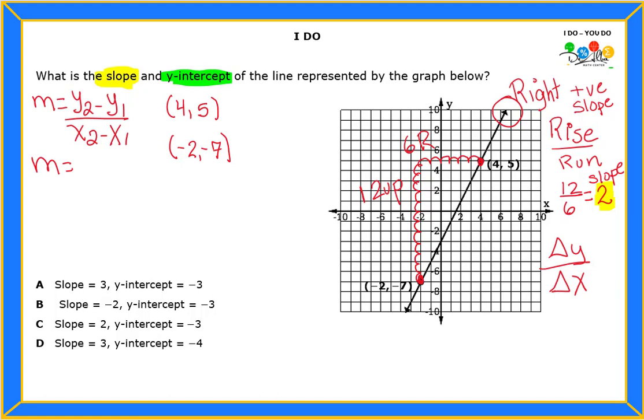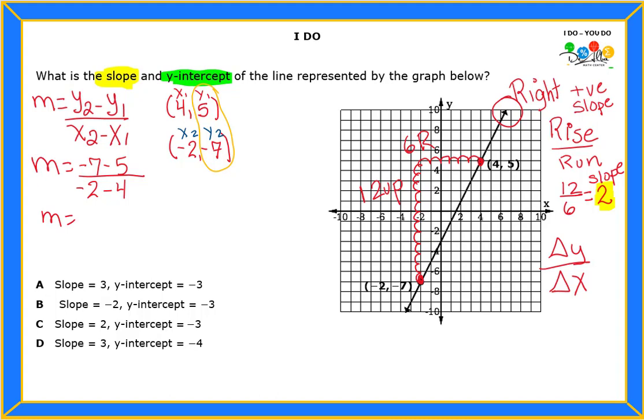Let's write some labels here. This is my x sub 1. This is my y sub 1 because it's my first point. This is x sub 2 and y sub 2. I tell my students to circle the y coordinate because that's the one that goes on the numerator. So let's start. Y sub 2 is -7 minus 5. X sub 2 is -2 minus x sub 1, which is a 4.